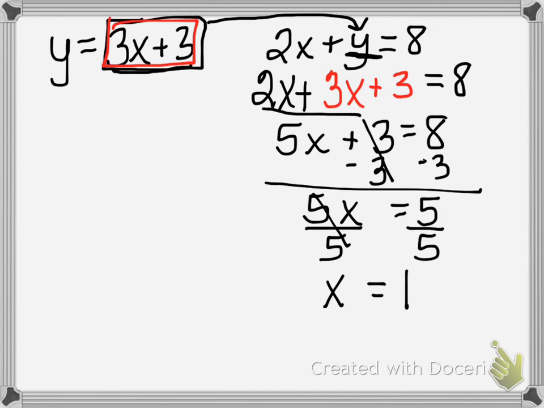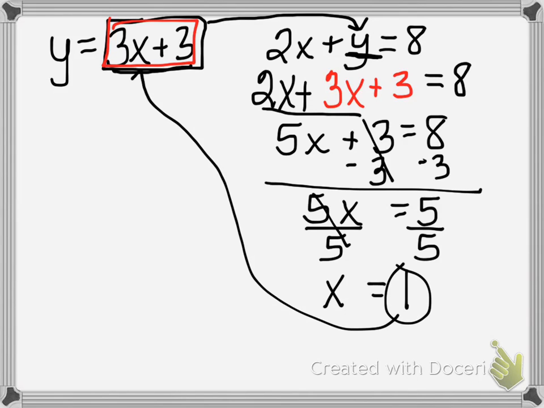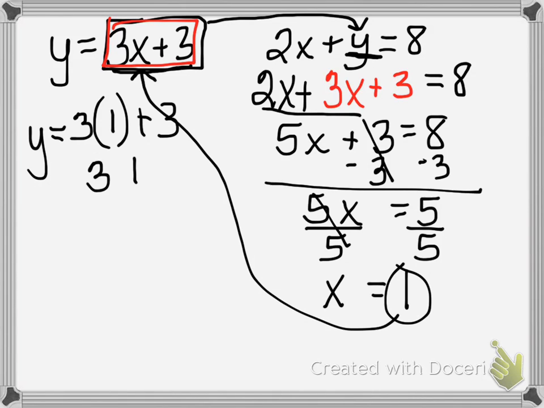Now that I know what x equals, I can substitute again. I'm going to take this value of x and plug it in this equation in place of the x. So I have y equals 3, and instead of x, I'm going to substitute in the value of 1, plus 3. Well, we know that 3 times 1 is 3. 3 plus 3 is 6. So I have y is equal to 6. So when x equals 1, y equals 6.